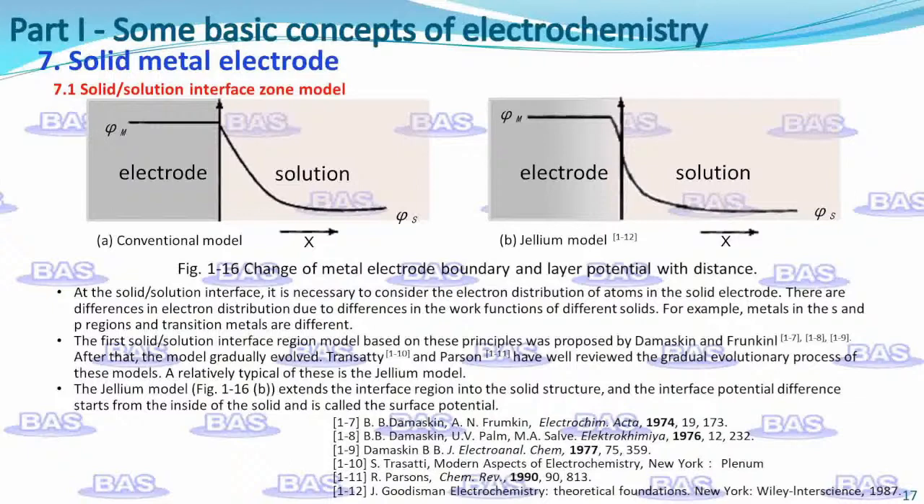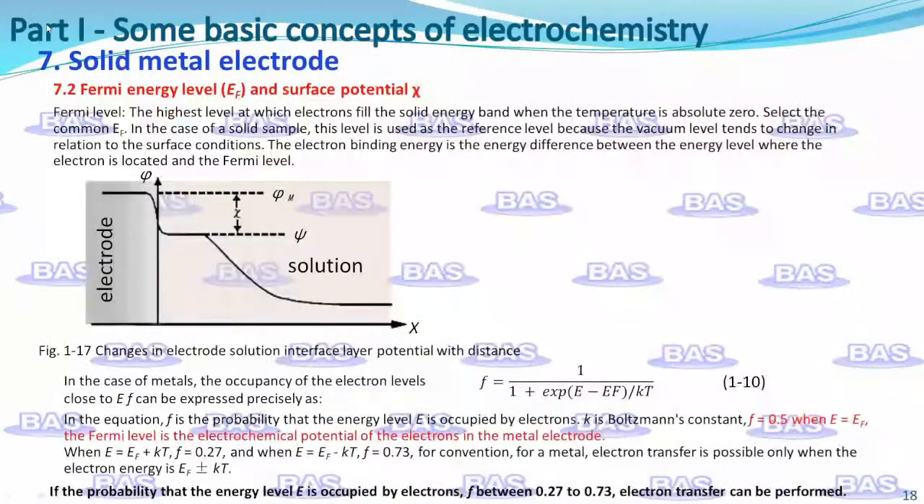This model extends the interface region to the solid structure. The interfacial potential difference starts from the inside of the solid, which is called the surface potential. With the development of spectroscopic techniques such as in situ infrared and Raman spectroscopy, which are used to observe surface structures and calculate the bond state of the electrode surface, people have gained a more specific and detailed understanding of various interfaces. Solid electrodes have a fixed structure and can be polycrystalline or single crystal.